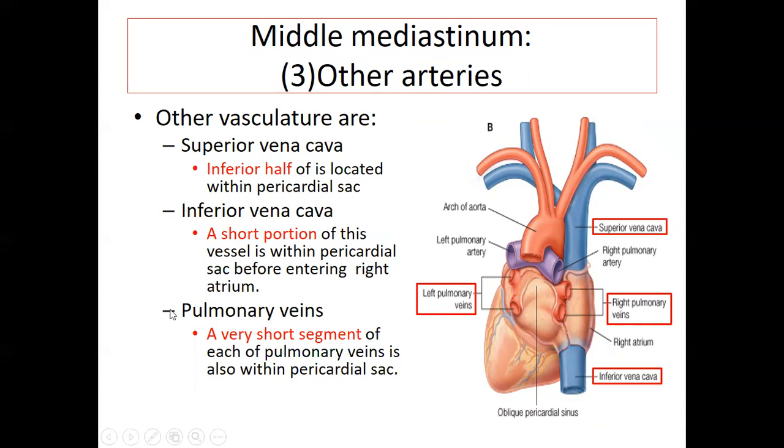The other vessels that are also present in the mediastinum are the pulmonary veins. This is the pulmonary vein. We have four pulmonary veins here. A very short segment of each pulmonary vein is also within the pericardial sac.